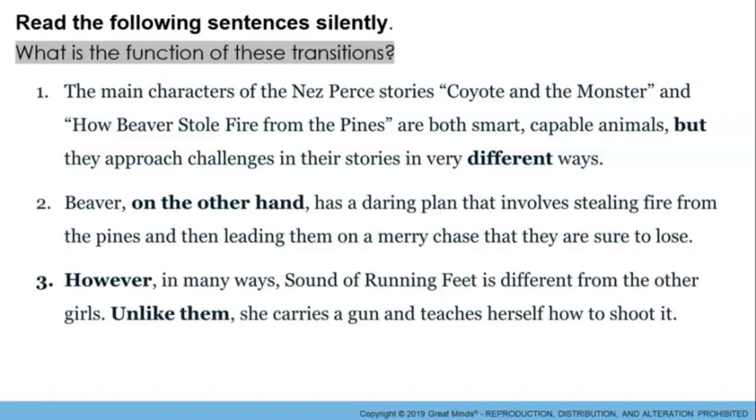If you were thinking contrast, you are correct. And for number 3, however, many ways, Sound of Running Feet is different from the other girls. Unlike them, she carries a gun and teaches herself how to shoot it. So however, and unlike them, is that comparing or contrasting?